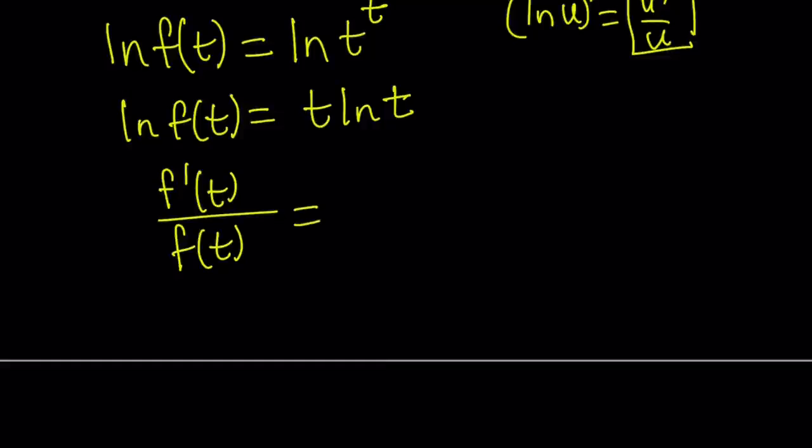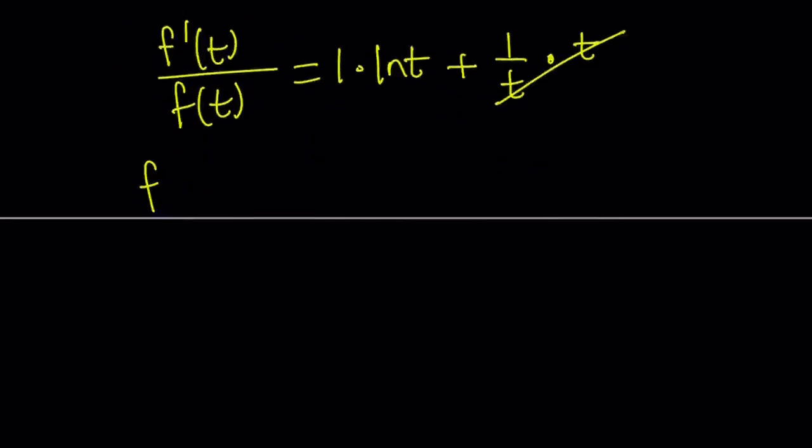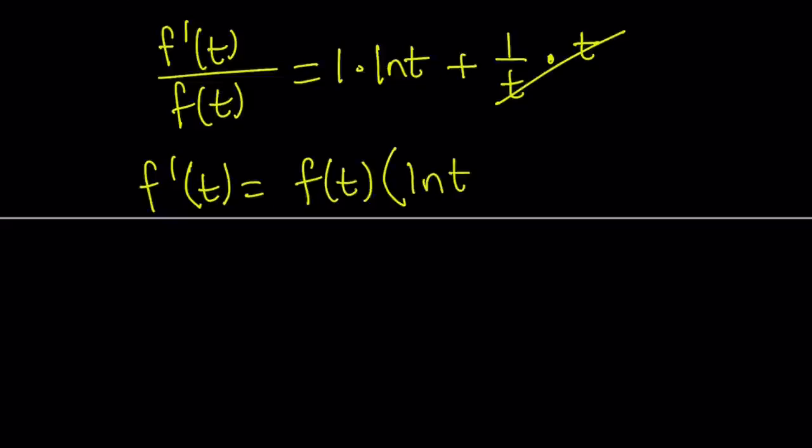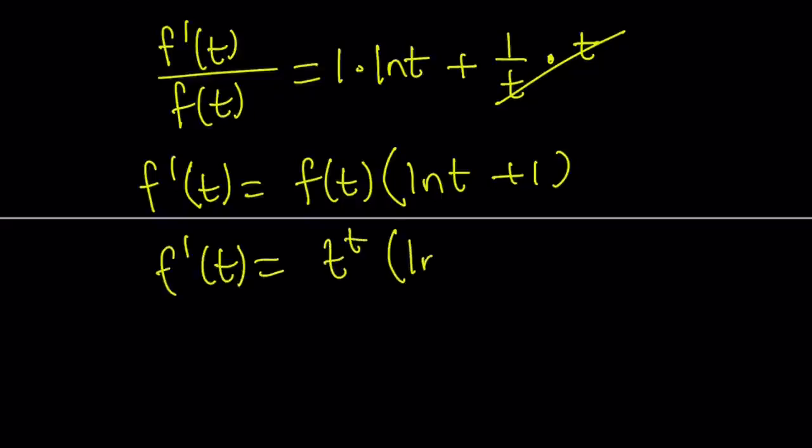And on the right-hand side, we have the product rule. So derivative of t is 1, multiplied by ln t. The derivative of ln t is 1 over t, with respect to t, of course, times t. So from here, t cancels out. And if you multiply both sides by f of t, you get f of t multiplied by ln t plus 1. But f of t is t to the t, so t to the t times ln t plus 1.